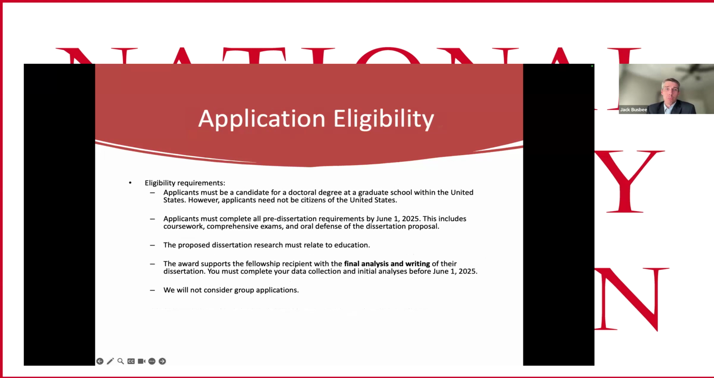Regarding eligibility, you should be all but dissertation, ABD, by the time the fellowship period begins on June 1st, 2025. You do not have to be a U.S. citizen for this fellowship, but you must be enrolled in a doctoral program at a U.S. institution of higher education. The award supports the fellowship recipient with the final analysis and writing of their dissertation. You must complete your data collection and initial analysis before June 1st, 2025. If you cannot meet this deadline, clearly articulate in your application how and when you will collect your data and how this will not impede finalizing your dissertation by the end of the grant period.